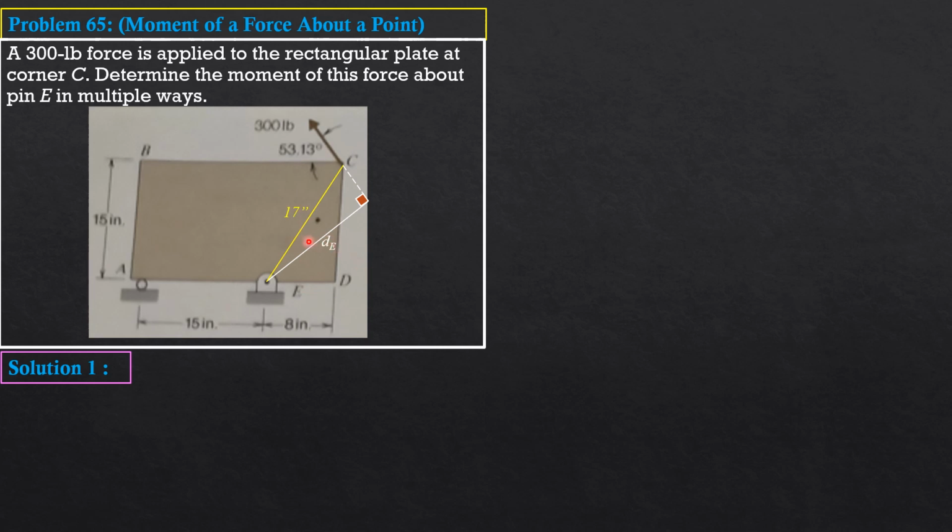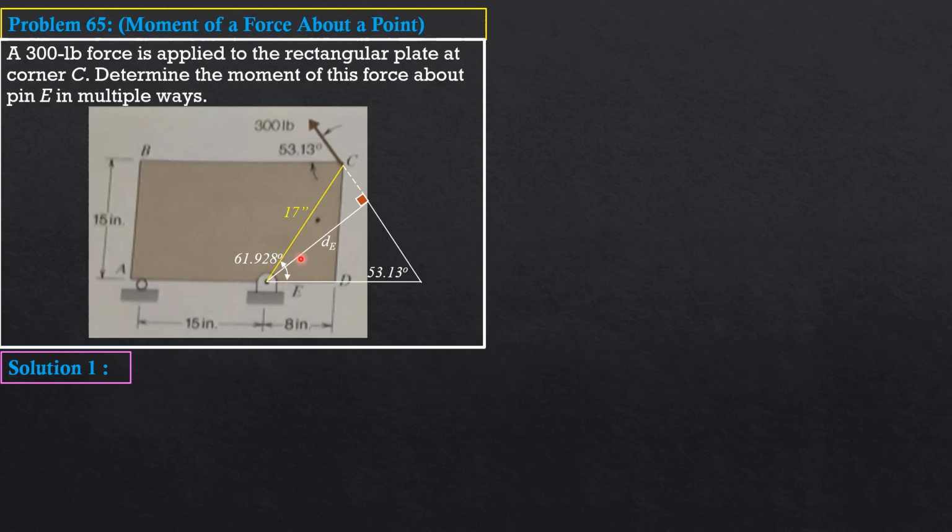So we need this angle here. For this angle here, we need this drawing here. This is also 53.13 degrees. This is the extended line of action of the 300-pound force, and it makes an angle of 53.13 degrees with horizontal. Then in this right triangle CDE, this angle is arctan of 15 inches CD divided by 8, and that is equal to 61.928 degrees. Again, arctan of 15 over 8.